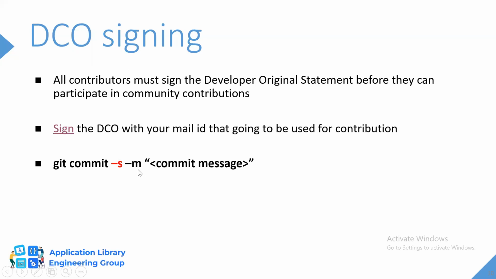Once you do this, after your commit, there will be a note under your commit saying this was signed off by such and such a person. Your email ID will be mentioned there. So this is required after the DCO signing during your git commit. You can give this only if you have done the DCO signing. Otherwise, this will not work. Okay, hope this is clear.